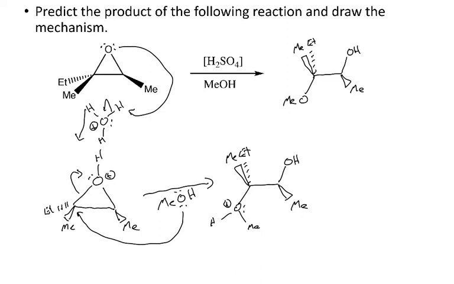And then because this oxygen is positively charged, I need to finish off with a proton transfer to pull off that proton. Because my nucleophile is methanol, it's going to be methanol that does this as opposed to water. And so we've got a three-step mechanism in the case where we have acidic conditions and a weak nucleophile.